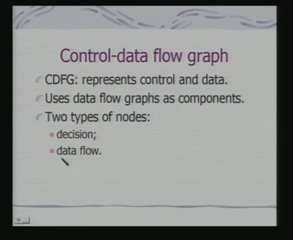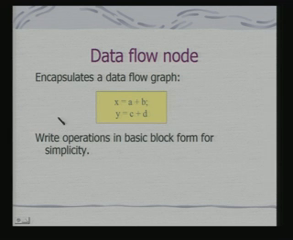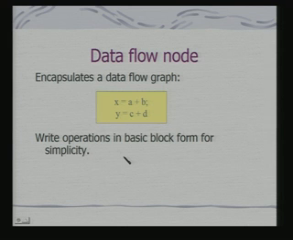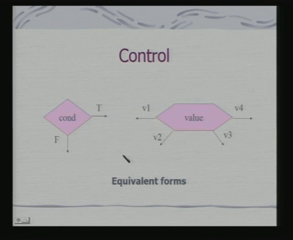Data flow nodes are nothing but your data flow graphs being represented as a block. So, a data flow node encapsulates a data flow graph and writes operations in basic block form for simplicity in the CDFG. Now, these can again be decomposed into your data flow graph, in terms of nodes where each node represents an operation, and I have input values with respect to that graphical representation. The control steps or the decision steps can be shown in this kind of form.